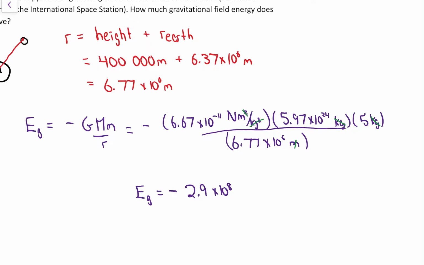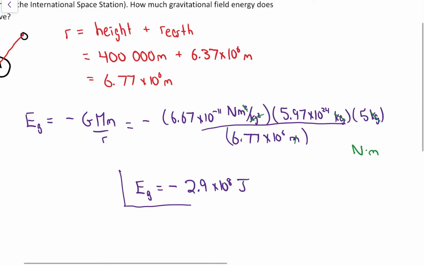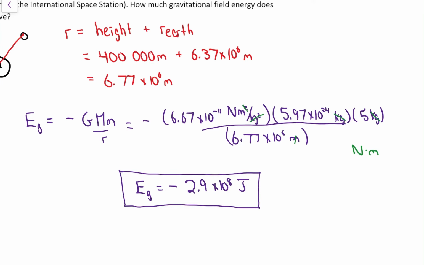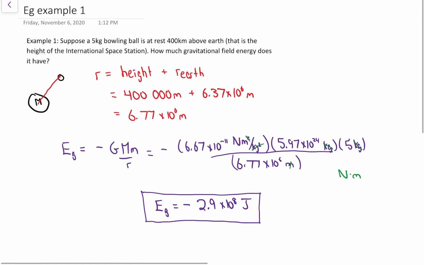So we end up with the units of newtons times meters, which, as we talked about in grade 11, is equivalent to a joule. So we get a great big negative number. One way to think about it is that even though it's 400 kilometers above the Earth, it's still trapped. That bowling ball is going to take a lot of energy added to get it to escape Earth.